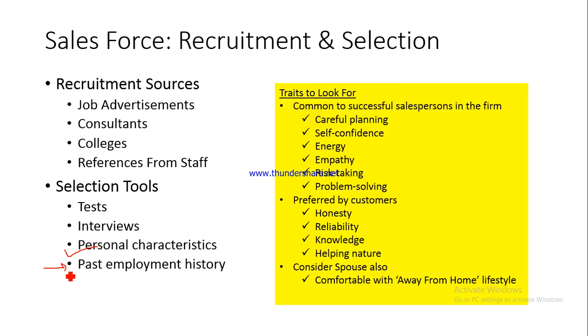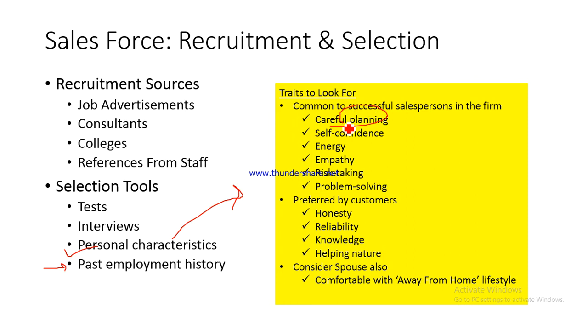Then please also understand that the personal characteristics which we are looking for, we have been saying that some specific personal characteristics are required for the job of a salesperson. So what are these specific personal characteristics which are unique to the salesperson's job? Careful planning is very important.